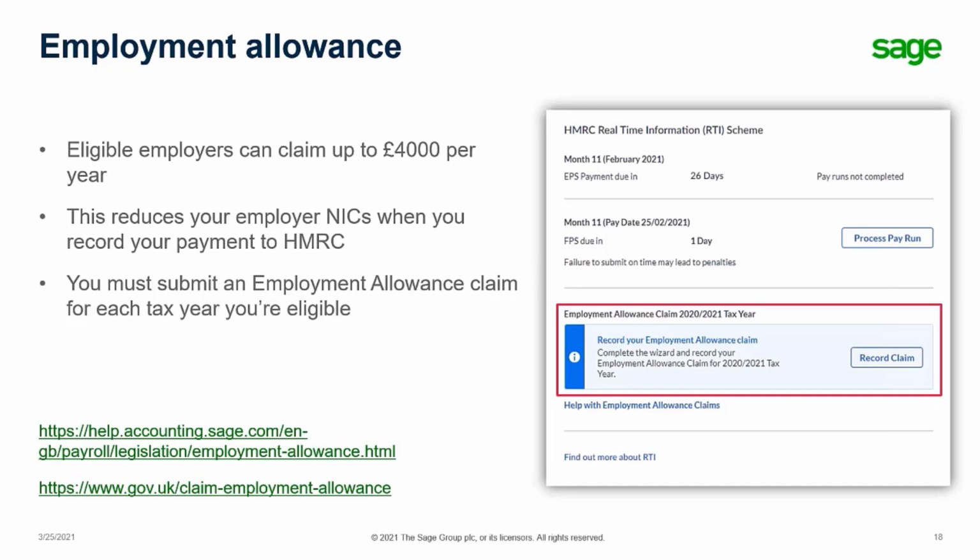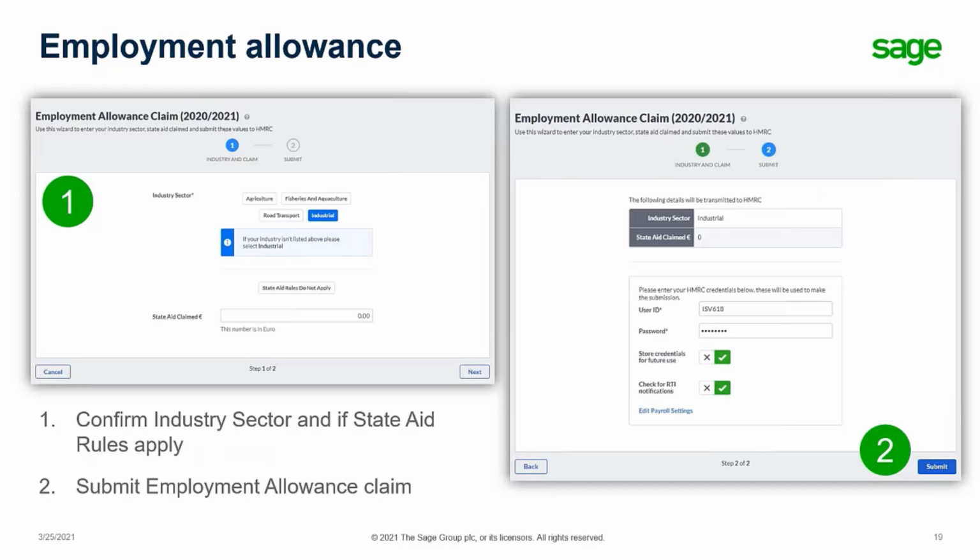In the payroll summary tab, there is a section showing the employment allowance option, and you can submit your claim to HMRC from that screen. So to record your claim, you can click on the Record Claim button. When you click on that option, you will be asked to confirm the industry sector that applies to your business and to confirm whether state aid rules apply. You will then make a one-off submission, usually at the start of the tax year, that confirms to HMRC that you intend to claim that allowance. HMRC will let you know if you're not entitled to claim.